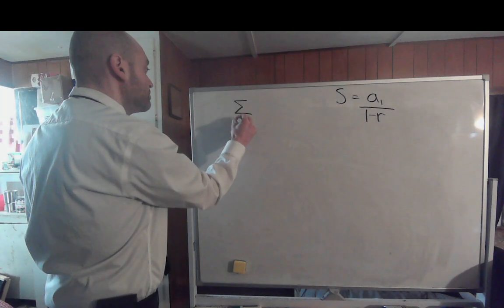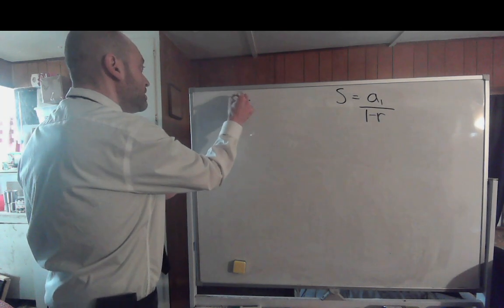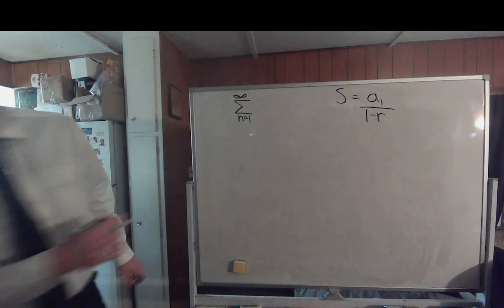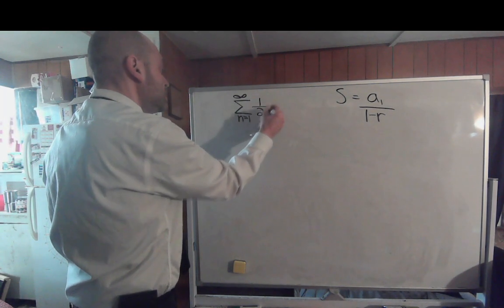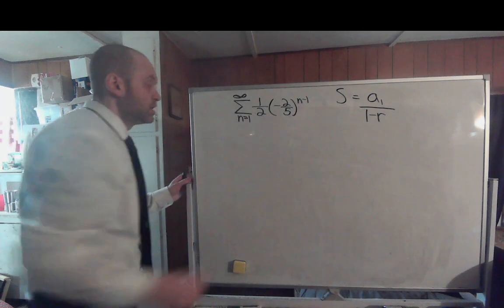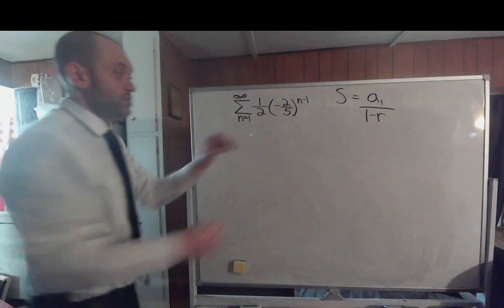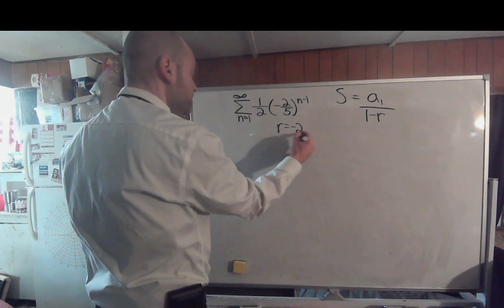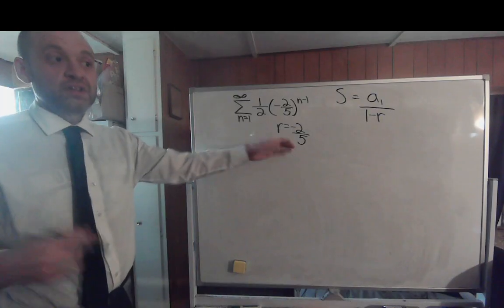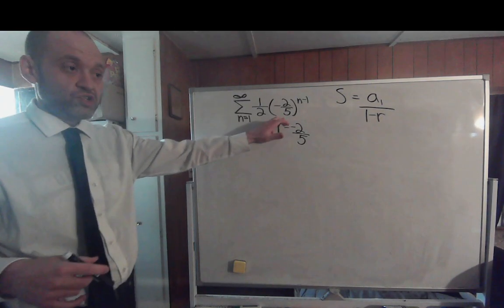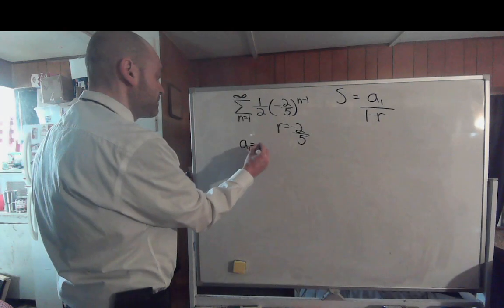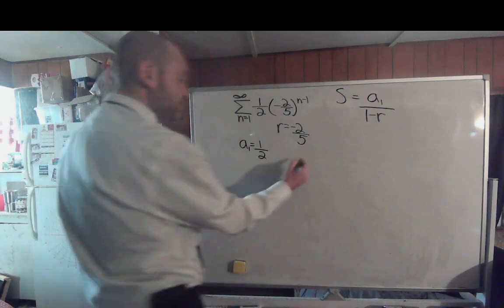Sum from n equals 1 to infinity of, whoops, I forgot the 1 there, of 1/2 times the quantity of -2/5 to the n minus 1. So let's look for our common ratio. The common ratio is negative 2/5. If you take the absolute value of negative 2/5, you get positive 2/5, which is less than 1. So this series will converge to a finite answer. Now your a sub 1 is going to be 1/2. That's your first term.